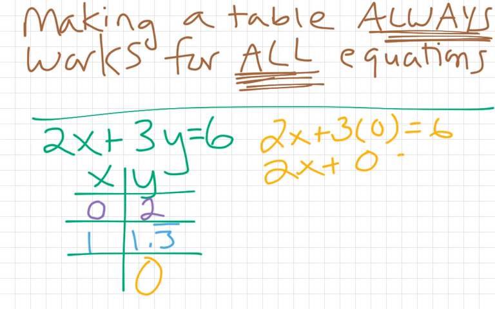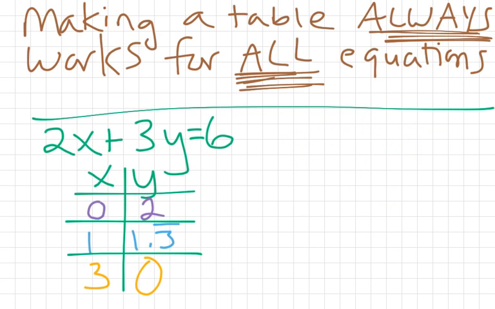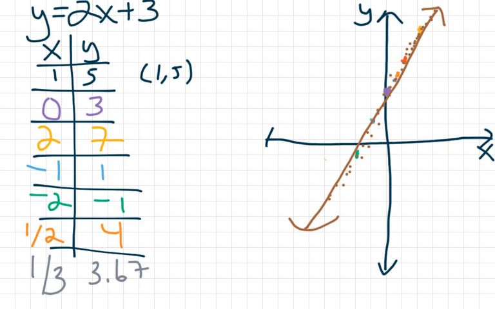3 times 0 is 0. 2x plus 0 is 2x. And we divide both sides by 2 and get x is equal to 3. Now we could keep going with this indefinitely. We could keep picking numbers for x and numbers for y, and we could keep filling in more and more and more points like we did over here, but we don't need to.